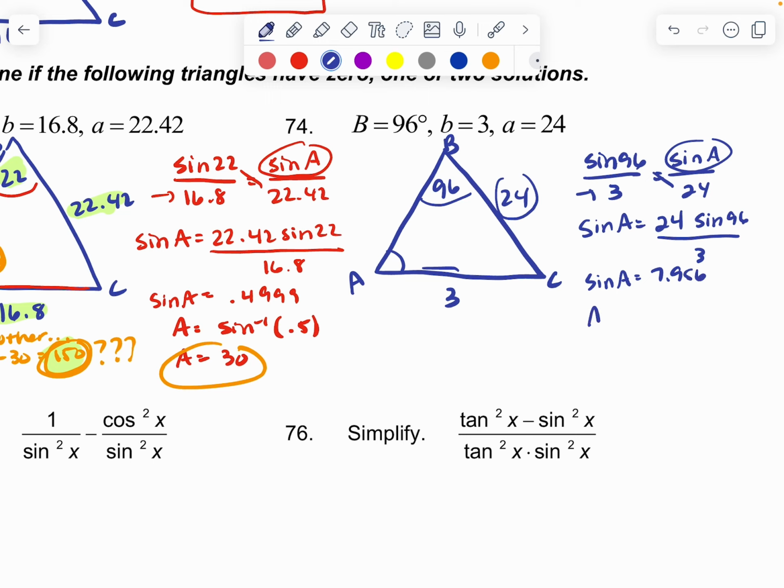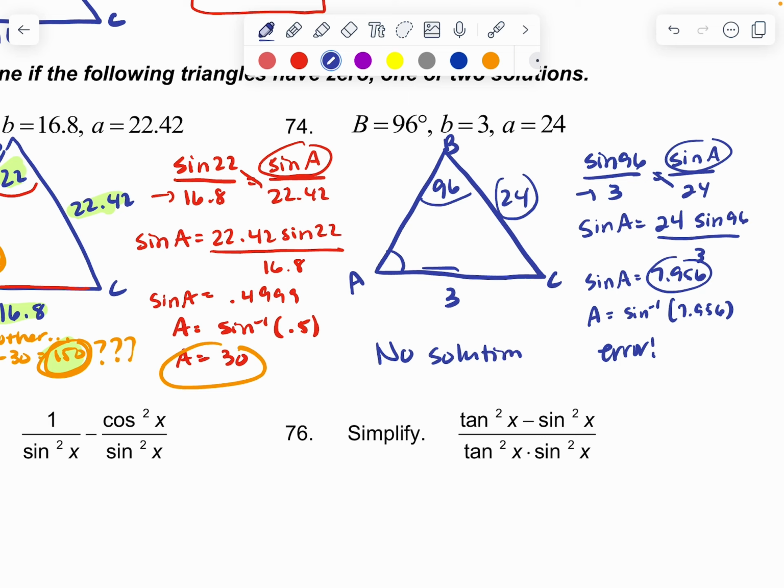Now look, when you take the inverse sine of this, the calculator is going to give you a big fat error, okay? That's because the sine of an angle cannot be bigger than 1. Remember, the sine function, the highest it gets is 1, so it can't get up to that 7.956 without changing its amplitude. So because it's an error, this means there is no solution for this guy.